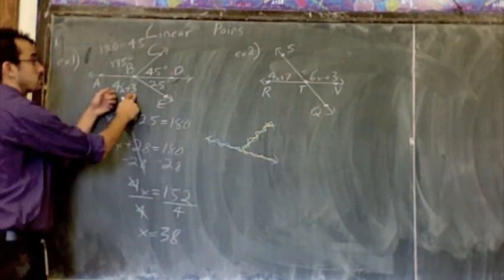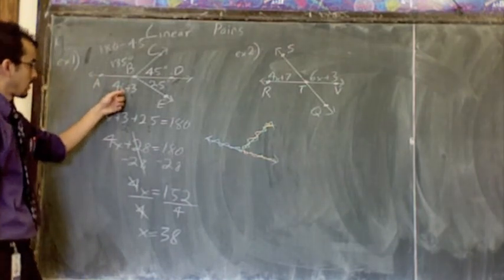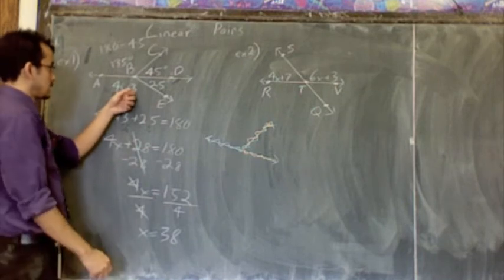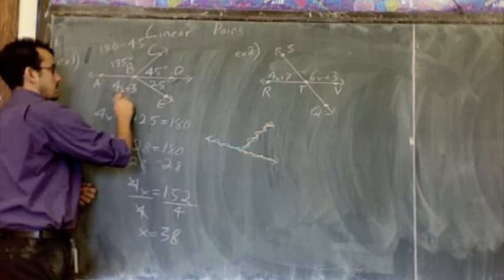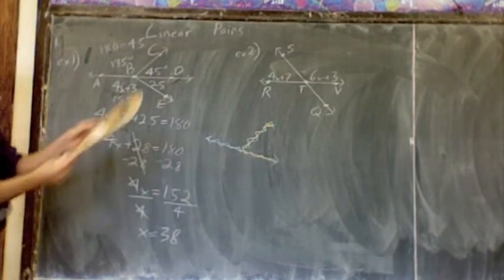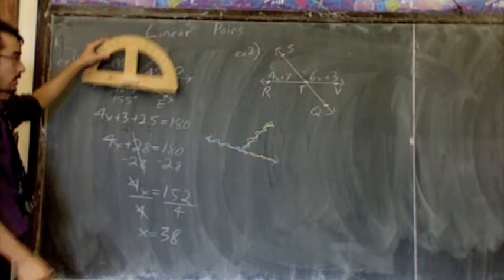And if you plug it back in, you should find out that's right. 4 times 38, that should give you 152. 152 plus 3 is indeed 155. And the point is that these two angles, 155 and 25, they do add up to 180. So we did it right.